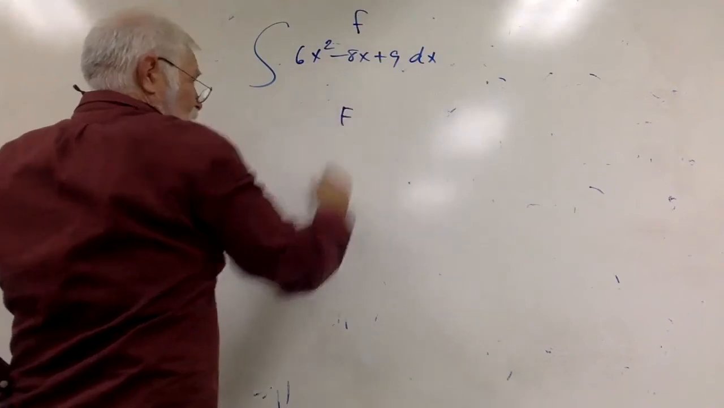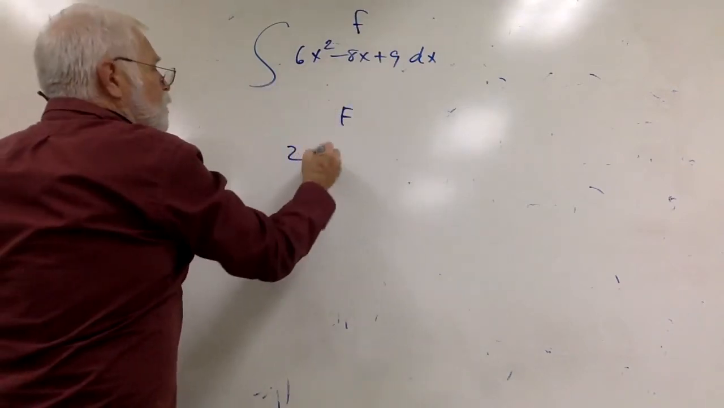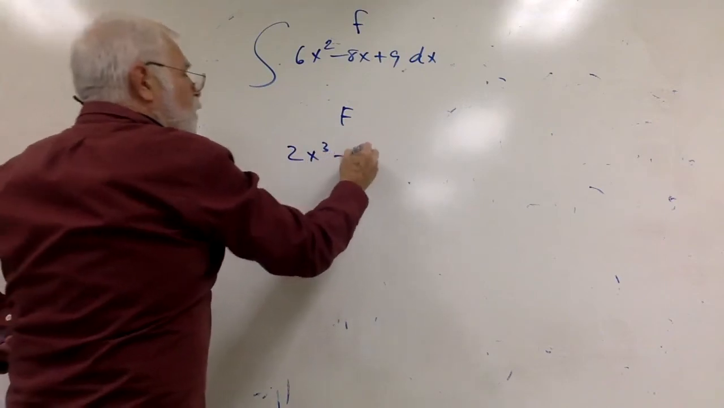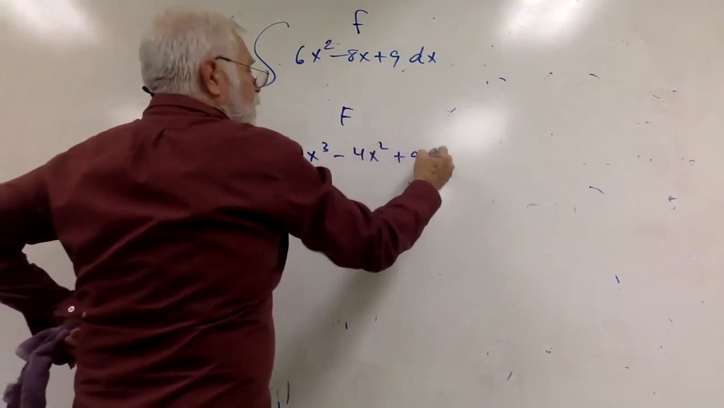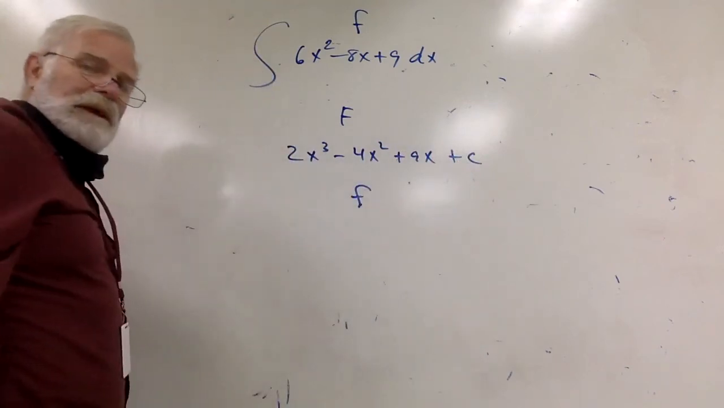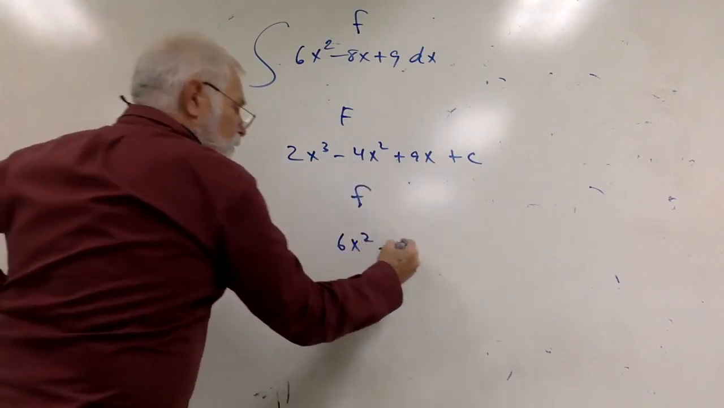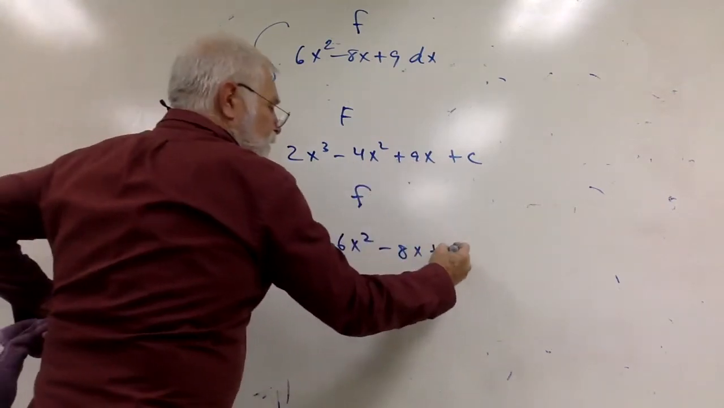I want big F now. Big F, you take your time. I'm going to do it quickly. 2x cubed minus 4x squared plus 9x plus c. Now I'm going to go back to little f. How do I go back to little f? Oh, 6x squared minus 8x plus 9.